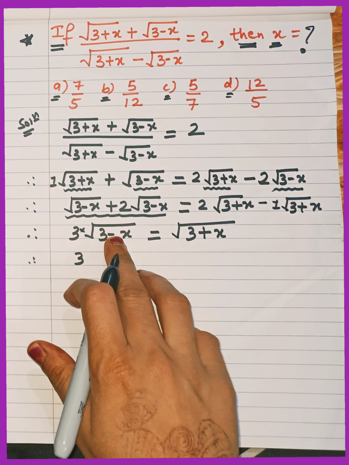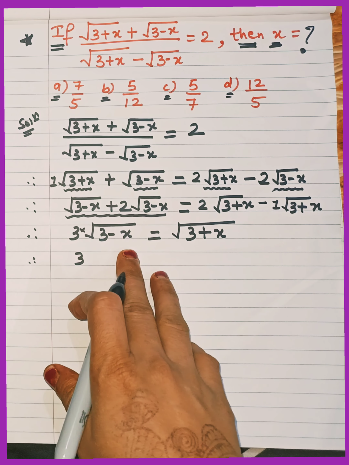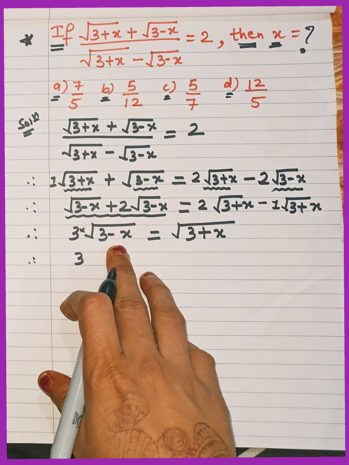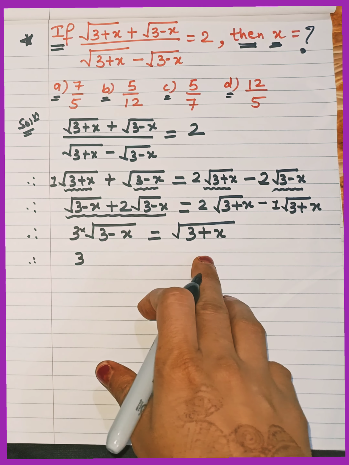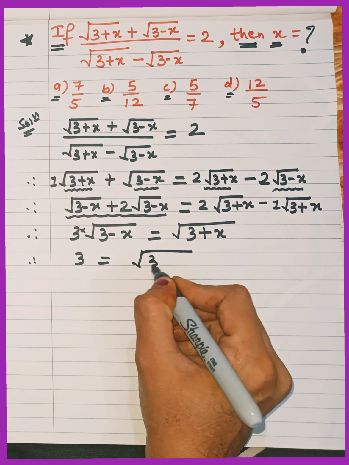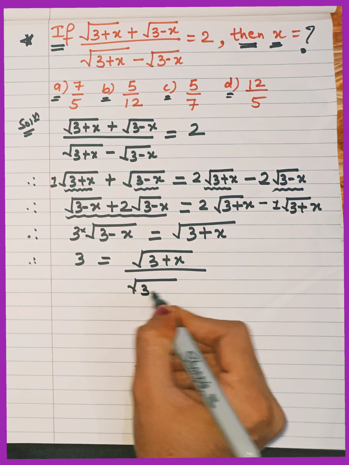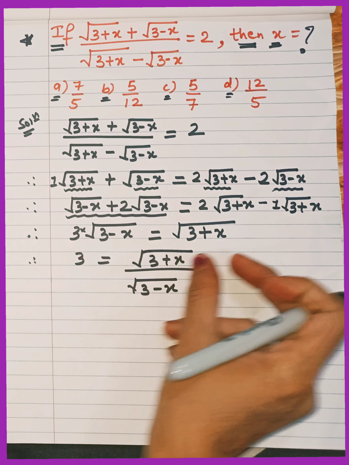So multiplication part will be shifted here, and what is opposite of multiplication? Division. So we need to change the sign. So this part we will shift here in the denominator. So what we will get? Square root of 3 plus x upon square root of 3 minus x. This term I am shifting here.